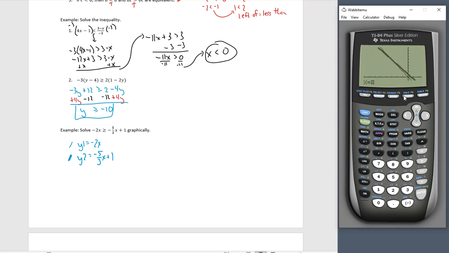I need to hit the right buttons. 5, intersection. First curve is y1. Second curve is y2. And that's pretty close to my guess. The intersection is at x equals negative 3 and y equals 6.